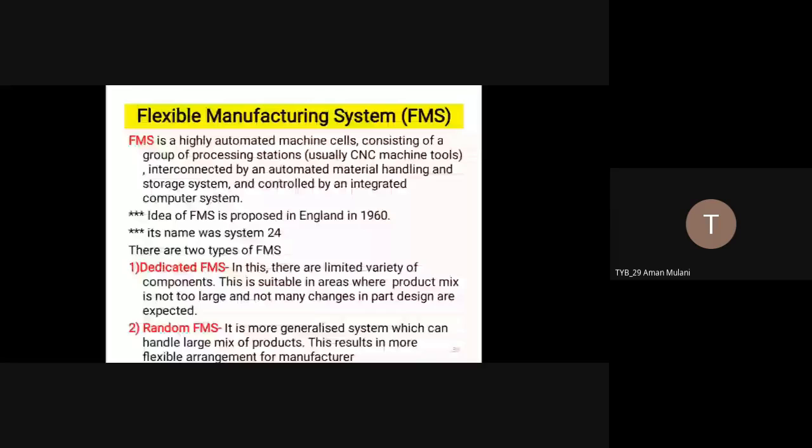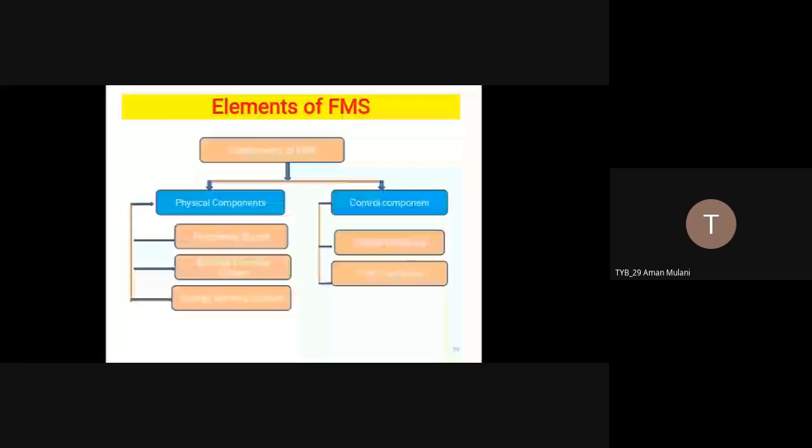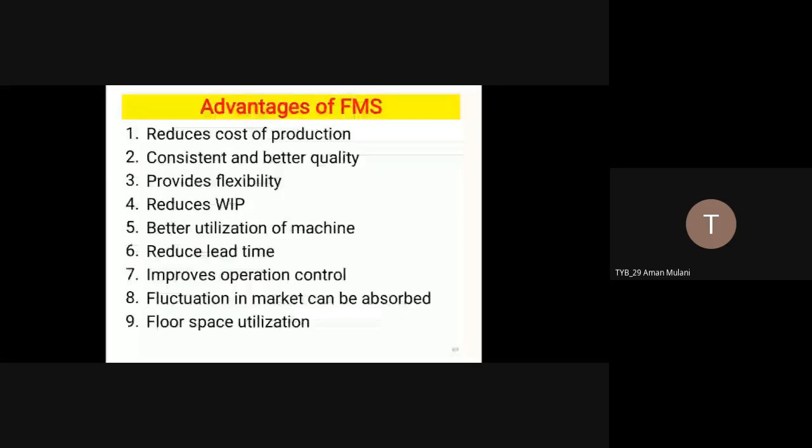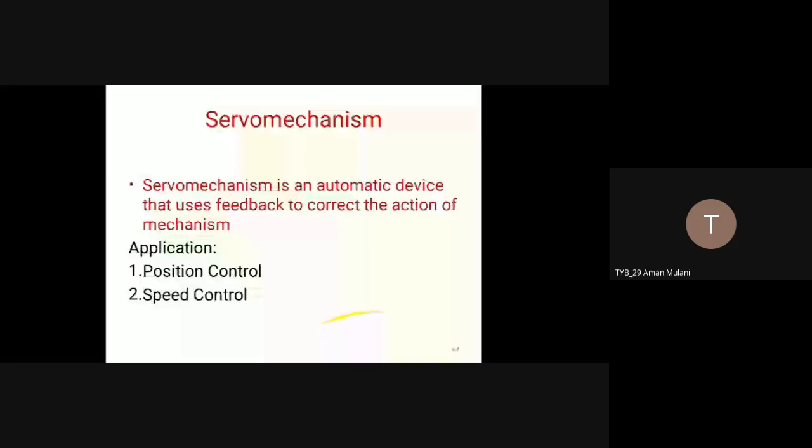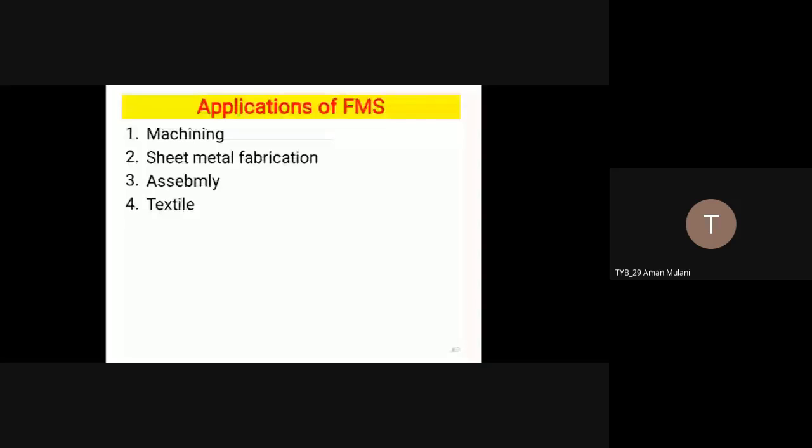Then the components are physical and control hardware and software, in physical processing, material handling, and storage. And we have already discussed the applications. In sheet metal fabrication and sheet metal manufacturing, FMS is playing a major role. Side by side, machining, assembly, and the textile industry. So FMS is a widely used manufacturing technique in almost all industries recently.